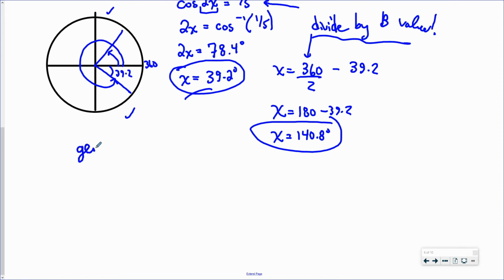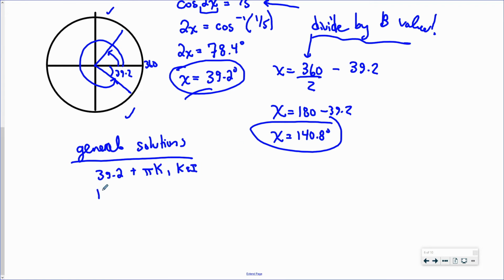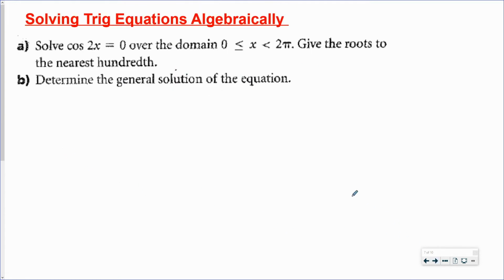So for the general solutions, my handwriting is horrible, I'll just print. Need to remember that you are adding whatever the period is, okay? So you can take your first solution, and for sine or cos, you're always going to have 2 solutions, and it's going to be plus pi k. K is an element of the integers. Take your other solution, 140.8 plus pi k. K is an element of the integers. So remember, this needs to be whatever the period is for the function you're writing the general solution for. So there you have it. That's about as tricky as they can get.